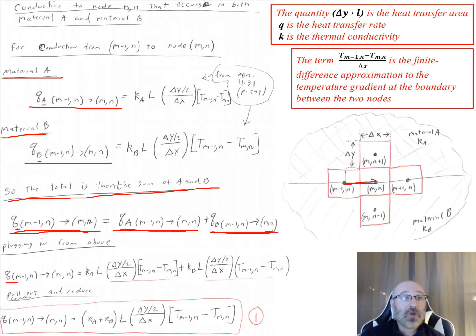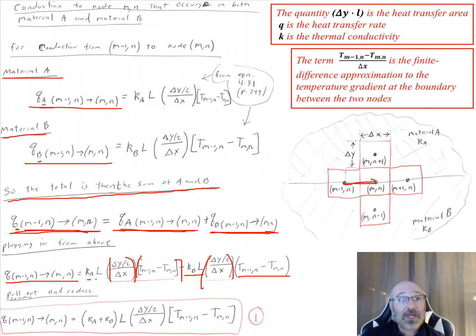find now that our Q of M-1,n going to the center node right there is equal to our K sub A times L times, now when we plug in right here, our delta Y over 2 delta X times that temperature difference there, plus now for material B, K sub B L times that same delta Y over 2 over delta X times the temperature difference there. So now we can combine, reduce, simplify, and pull some things out.